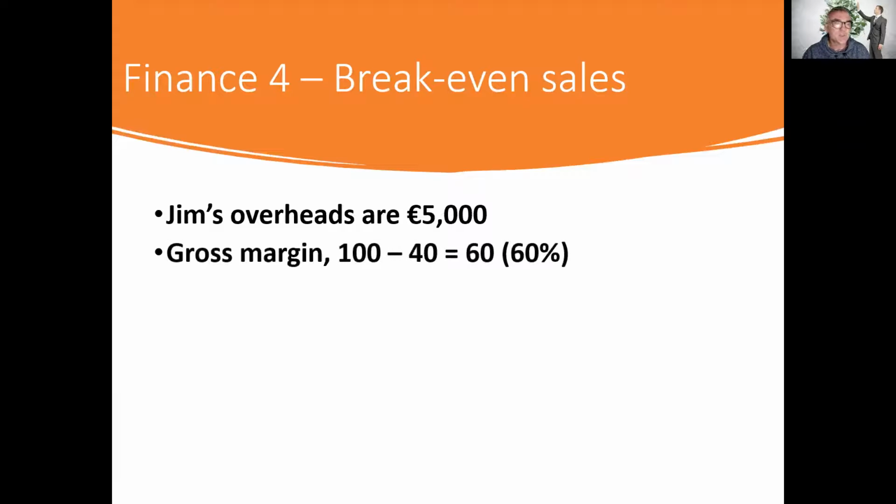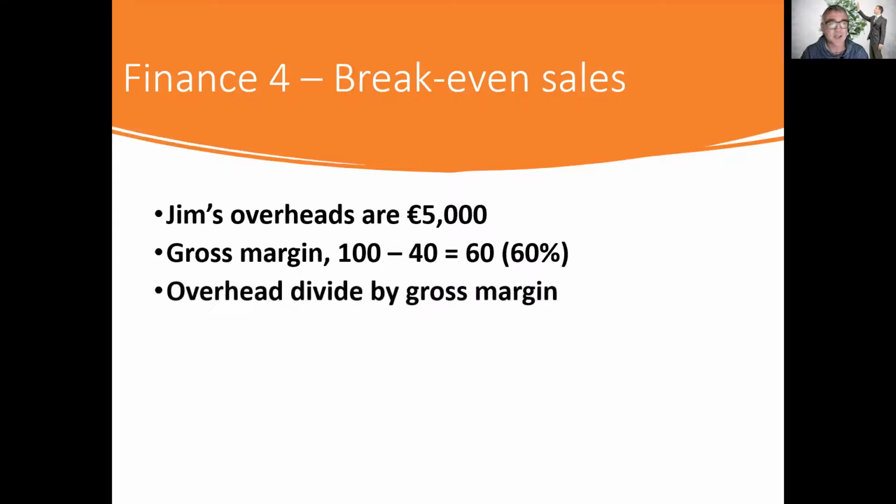Now here's Jim's gross margin. This is important to know in our calculation. If he sells a chair for 100 euros, his material costs are 40. So he has 60 left. That's called a gross profit. Gross margin is the percentage, and that 60 has to go towards paying his 5,000 fixed costs. So how many chairs does Jim need to sell to cover his overhead so that he's breaking even? He's not losing money, he's not making a profit, but at least he's covering all his costs.